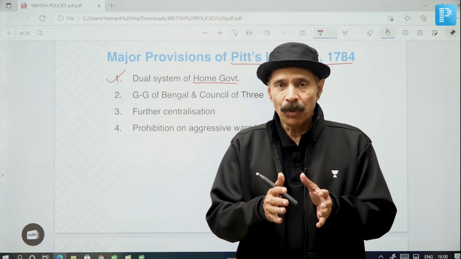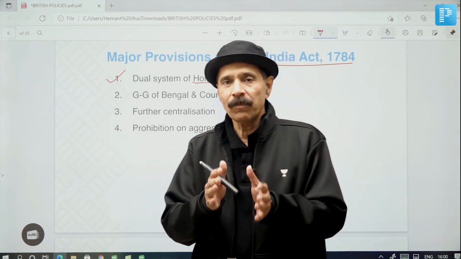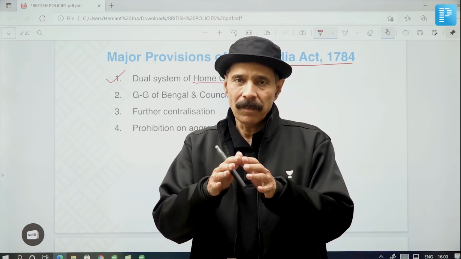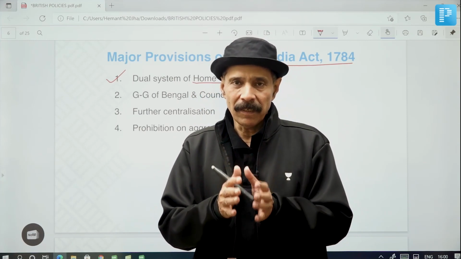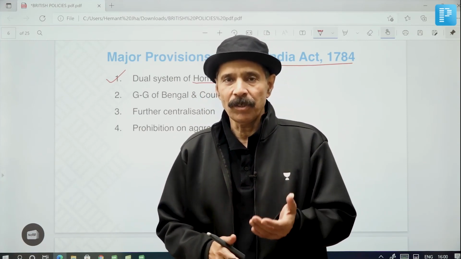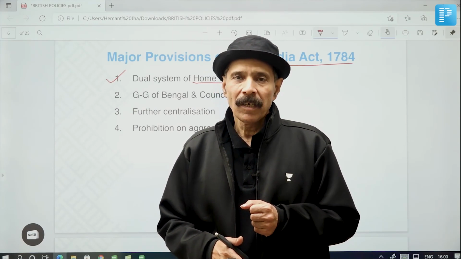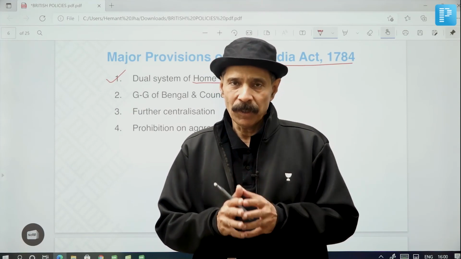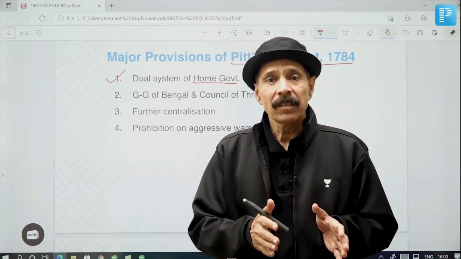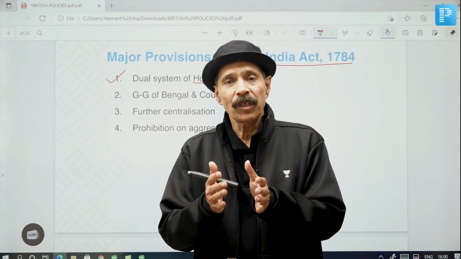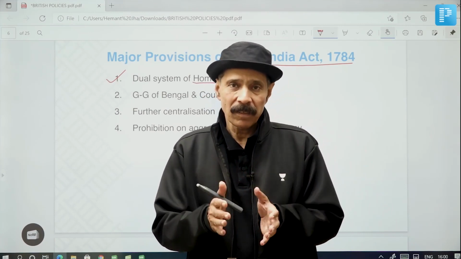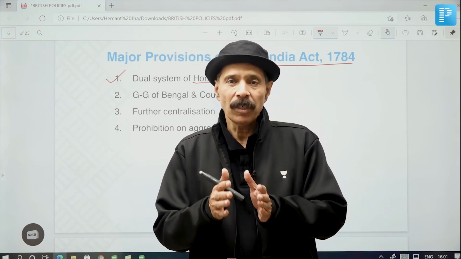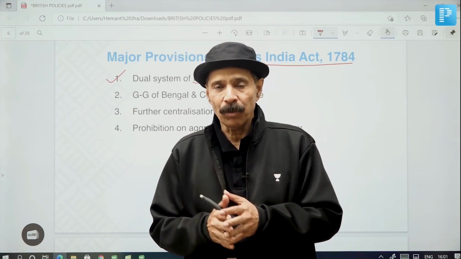Board of Control, a new body created, was entrusted with the task of governing the territories and related matters, military, revenue and civil. And Court of Directors' jurisdiction was confined to only trade and commerce. So then there emerged a government on 2 lines. Line 1, trade and commerce under Court of Directors, and line 2, territory and related matters under Board of Control.